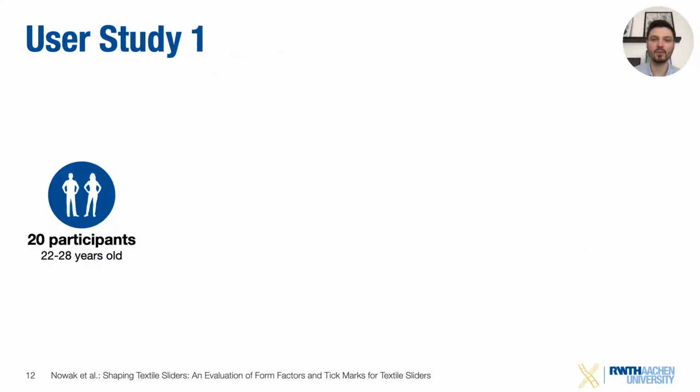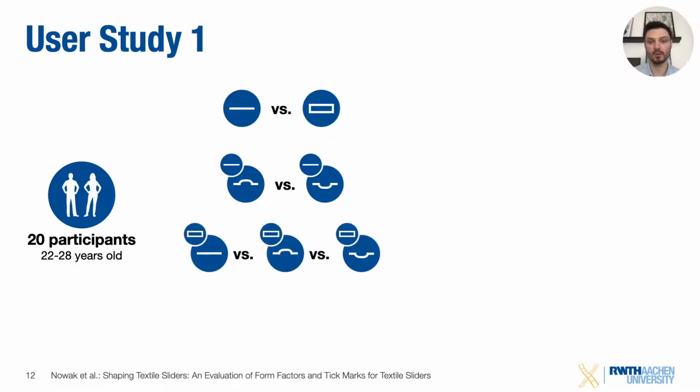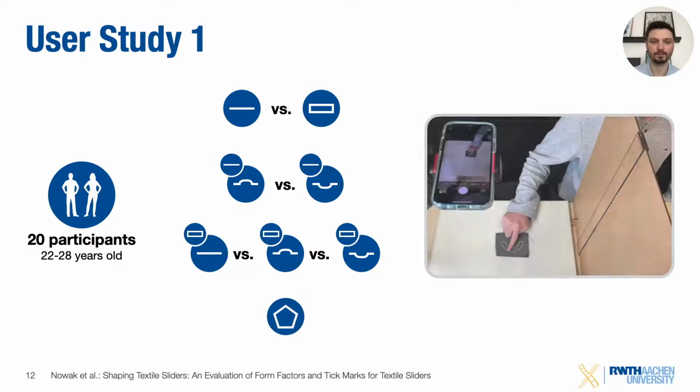To investigate which of those form factors is preferable, we conducted a user study with 20 people in the age of 22 to 28 years. The study was divided into 4 parts: path versus closed-shaped sliders, the comparison of the profiles for path sliders and for closed-shaped sliders, and the comparison of the different shapes. For each phase, the sliders were placed on a padding behind a side protection wall. Behind this wall, the participants could explore all slider variants.